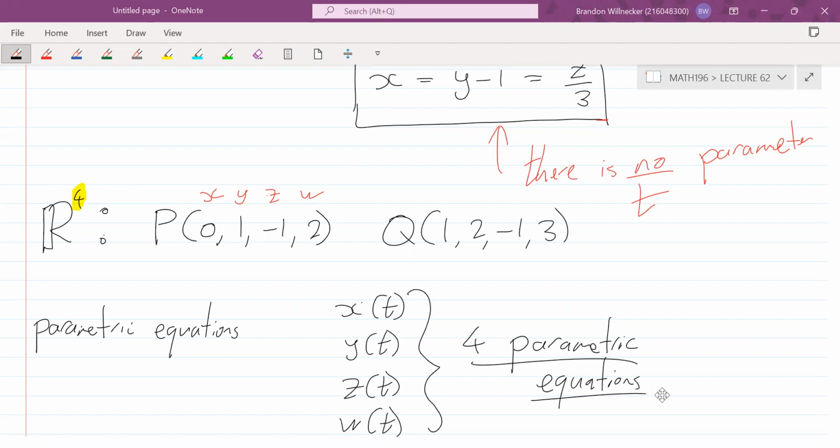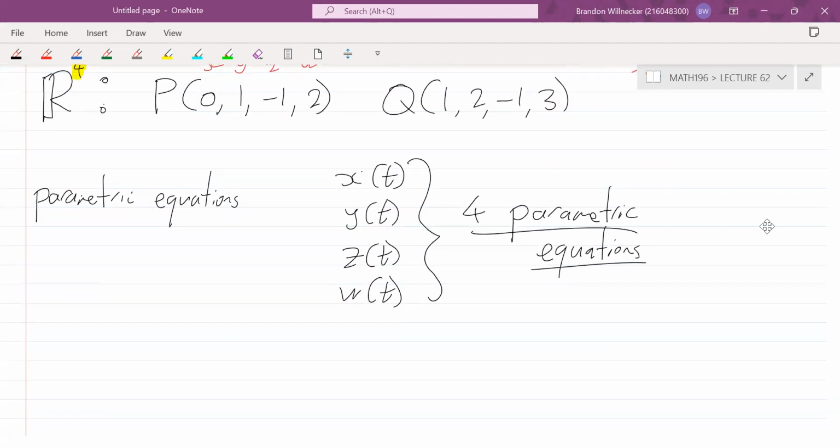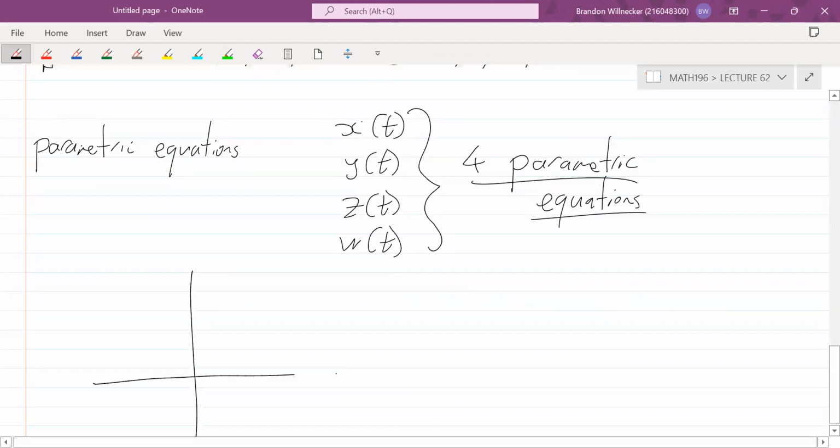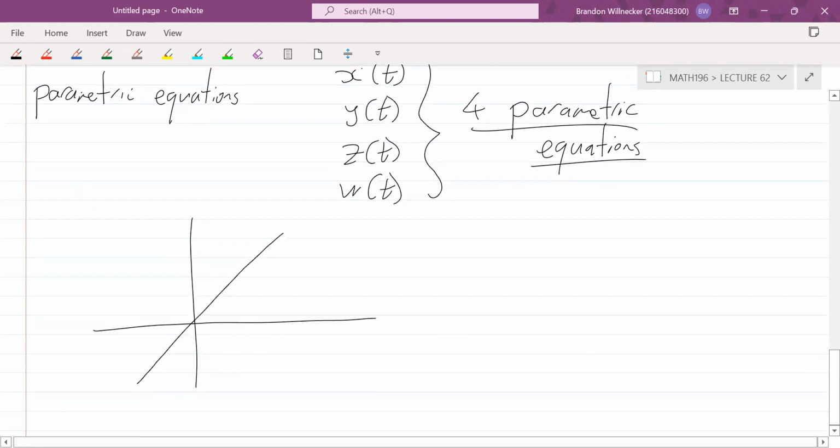Okay, so we're going to leave it at that for today. Tomorrow we will look at examples on finding equations of planes. So these were lines through Rn. We can also have planes through Rn. So that's something like this, where you've got like a sheet of paper, for example, in 3-dimensional space.